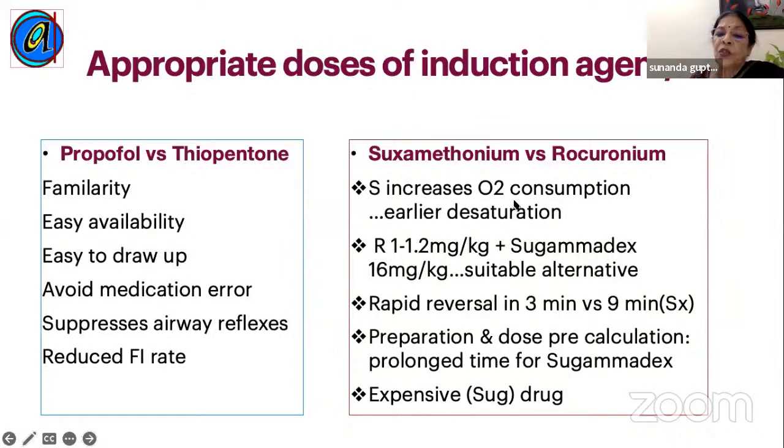Succinylcholine is what we use routinely, though it increases oxygen consumption and the chances of earlier desaturation are there. With rocuronium, there is rapid reversal in 3 minutes as against 9 minutes for succinylcholine. But when you're using Sugammadex, be careful that the dose pre-calculation takes a longer time, so you have to give enough time for preparing this drug. And of course, it's an expensive drug and till date, it's not widely available in our country.